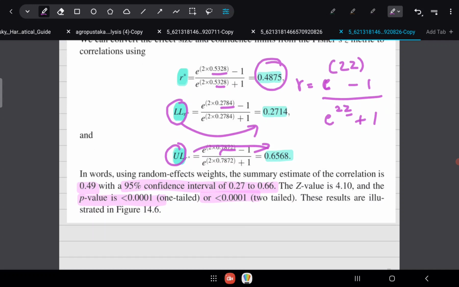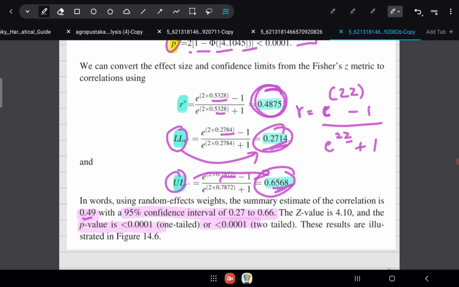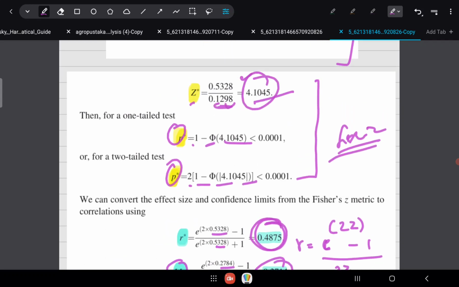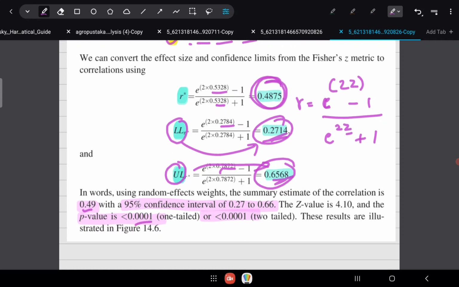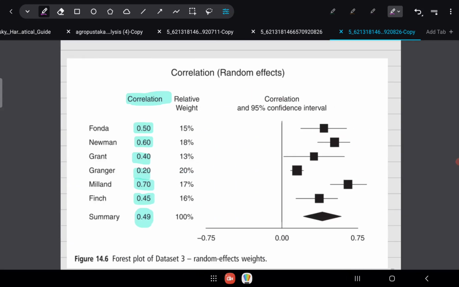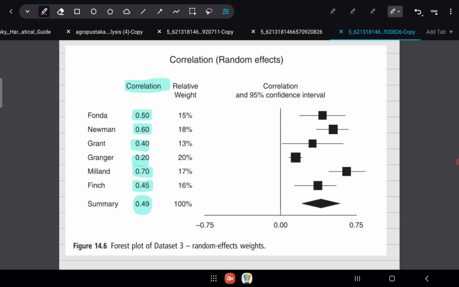So this is the final result of our meta-analysis. The final summary effect is 0.49. For the 95% confidence interval, the lower limit is this, the upper limit is this. The Z statistic, the Z value, was 4.1045, and these are the p-values. And you can also show this in the form of a forest plot. All of this is in the correlation metric.